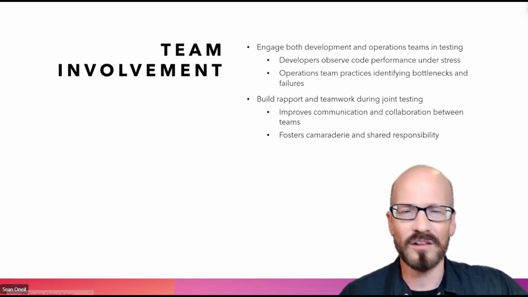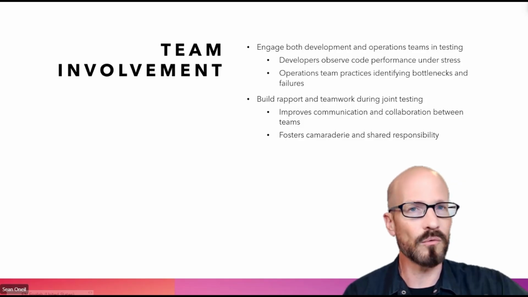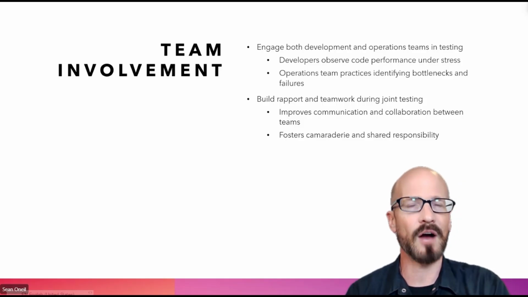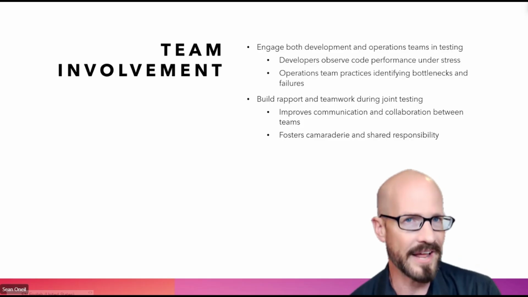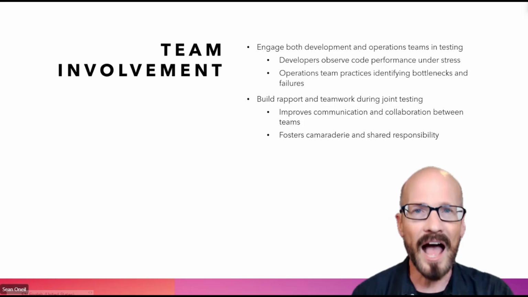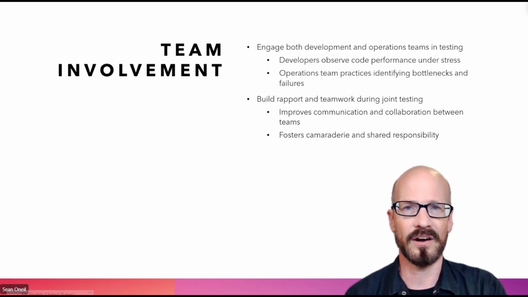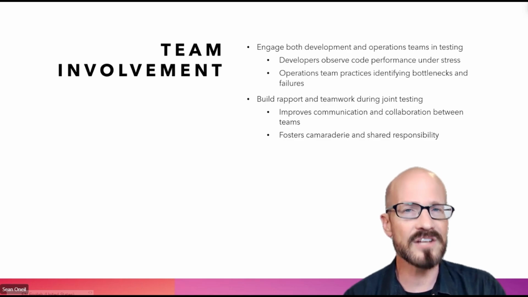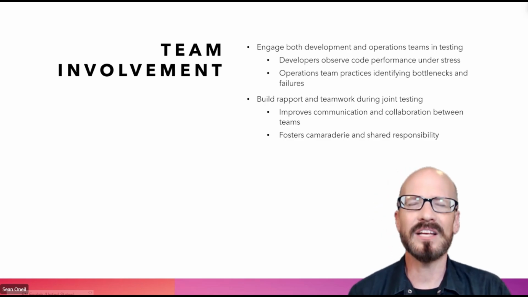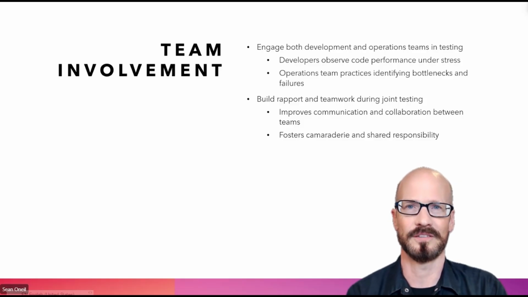Set up a Teams call or a Zoom call and have your developers that are writing the code watching how it performs under stress. It's, number one, extremely illuminating to them to give them an understanding of how their code reacts under pressure. But I feel the biggest benefit is cultural.